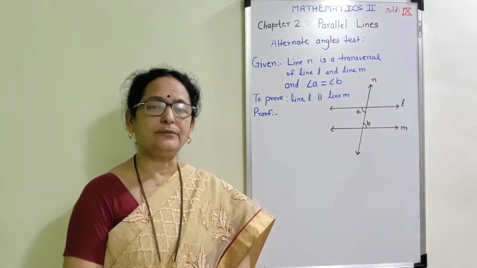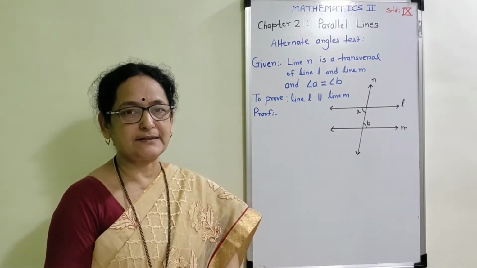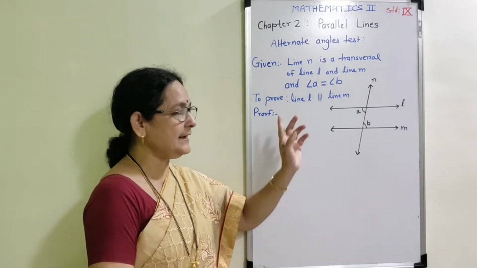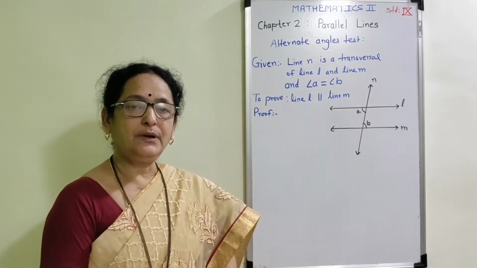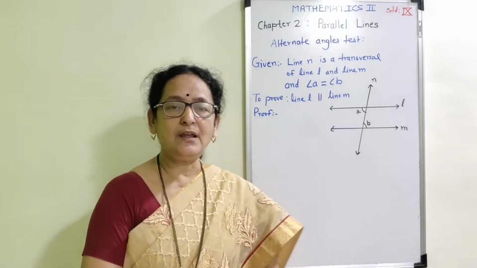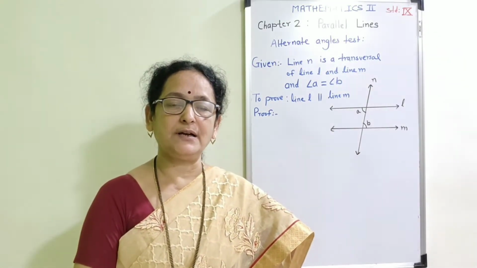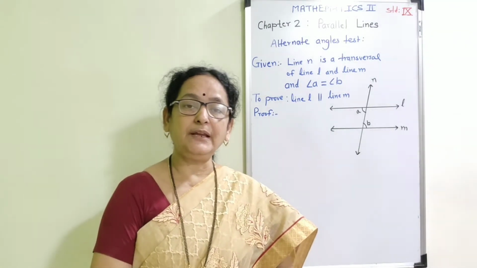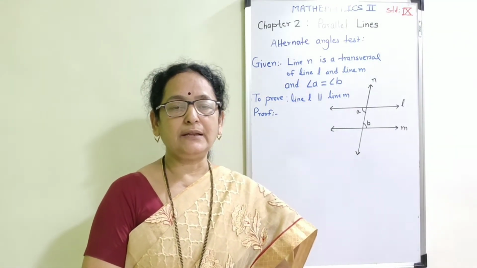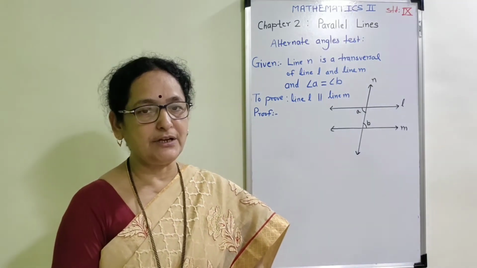What is the meaning of this alternate angle test? Two lines, line L and M, and their transversal N is given. If this figure is given, and if they have given that a pair of alternate angles is congruent to each other, then we can easily prove that the lines must be parallel to each other.